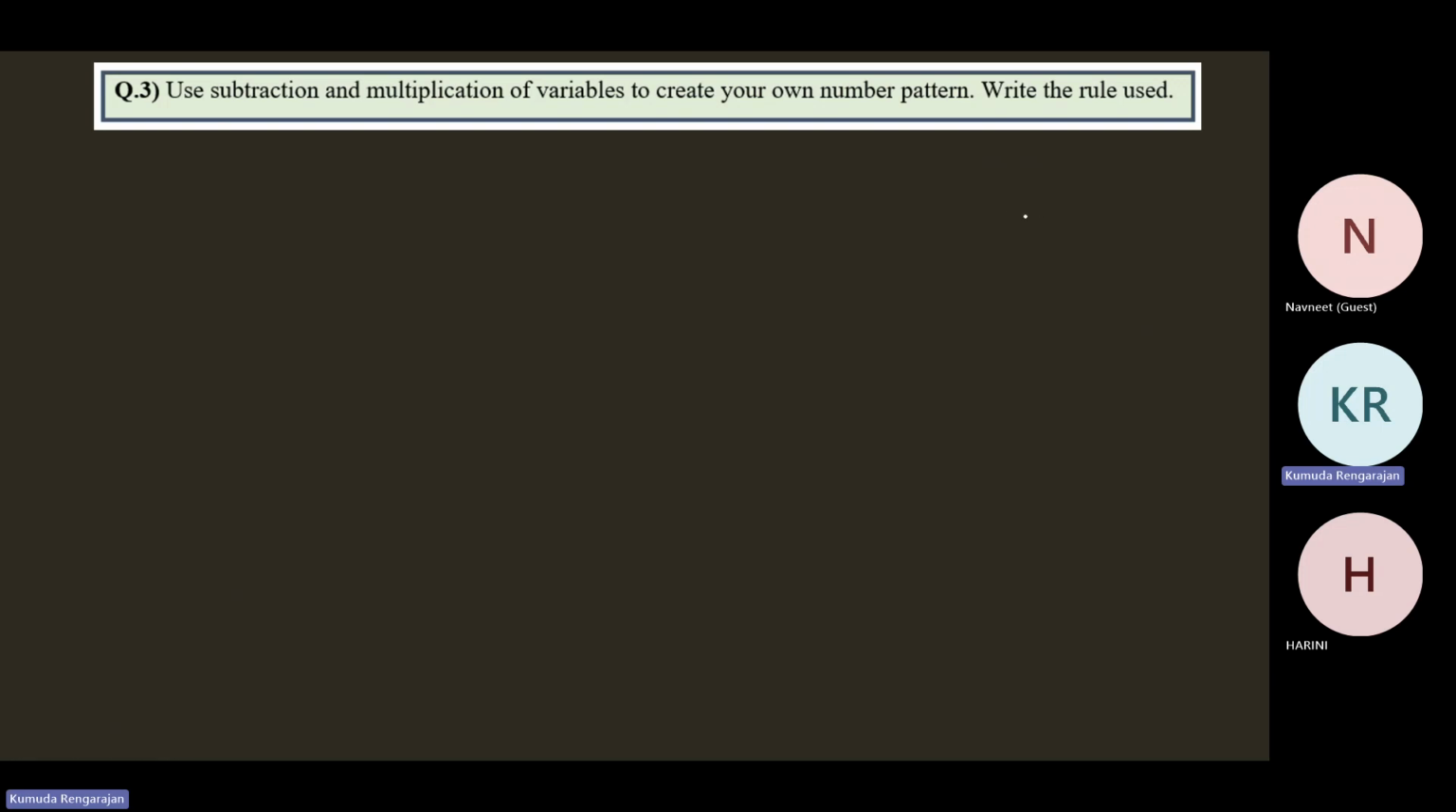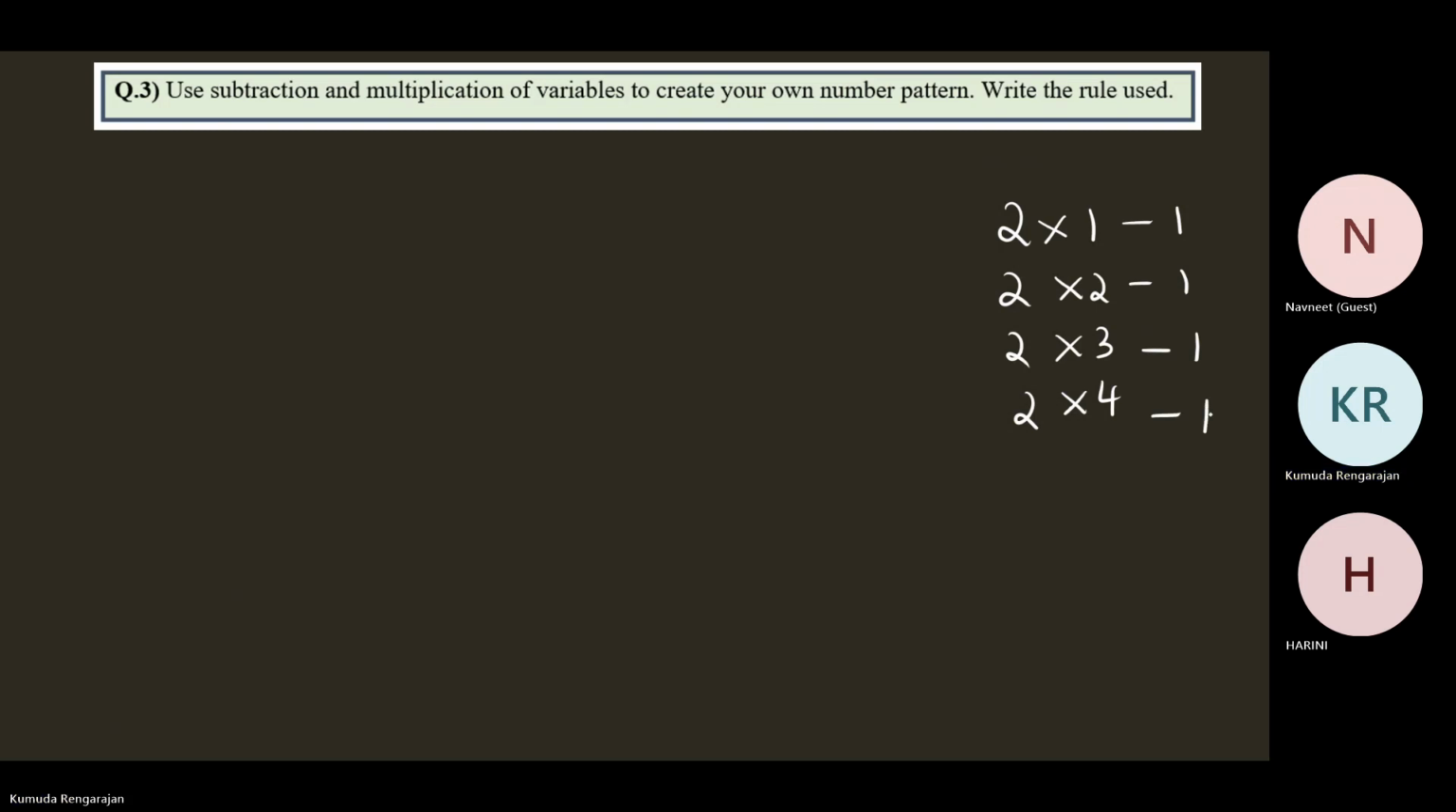Okay, so you start with the number 2 for the first term. For the first term you should multiply 1. For the second term, you should multiply 2. Third term, 3. Fourth term, 4. So 2 into 1, 2 into 2, 2 into 3, 2 into 4. And you should use subtraction also. So you can say minus 1, minus 1, minus 1, minus 1.